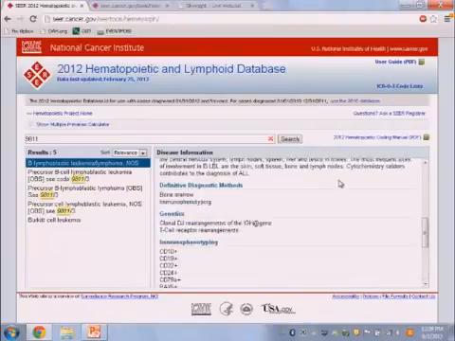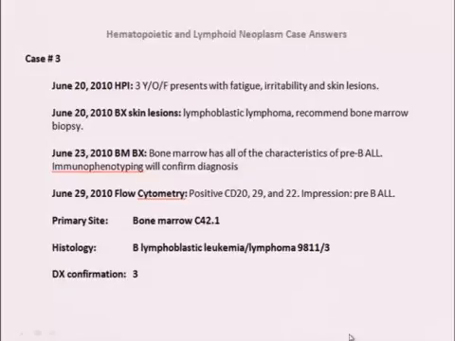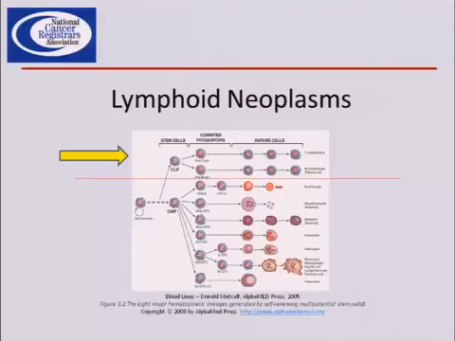And I think that's enough for that one. We have one primary. It's bone marrow, which is what I would have preferred also. And it's 9811 with a diagnostic confirmation of 3. Okay, that's the myeloid neoplasms.